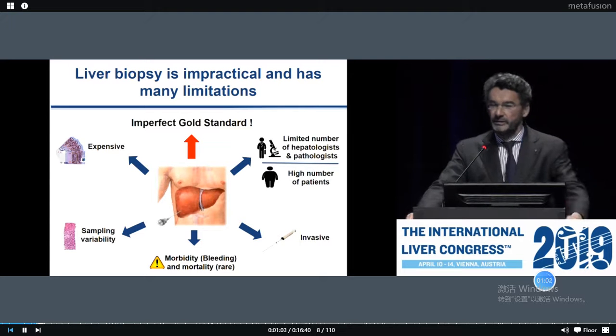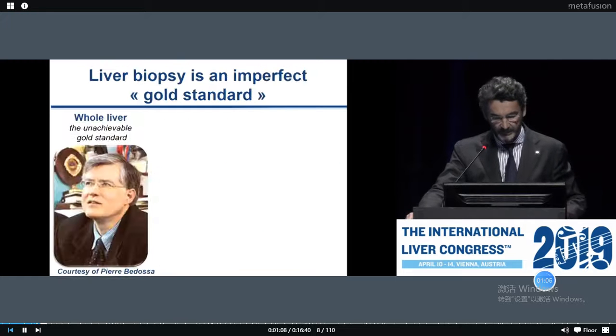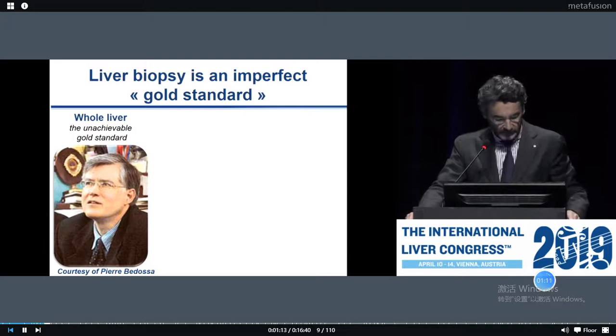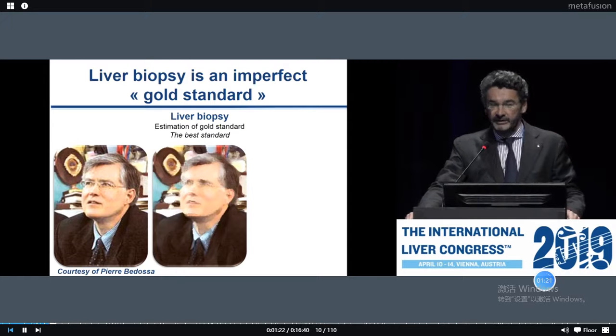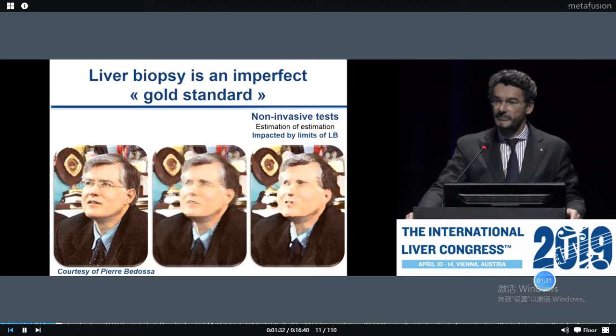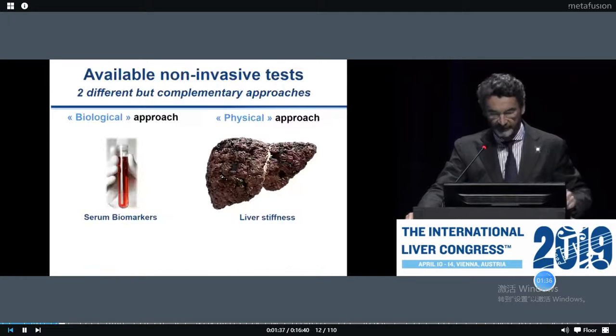But don't forget also, it's an imperfect gold standard. Let's say you have the whole liver, the unachievable gold standard. This is not Pierre Bedossa, of course. You all recognize this guy. If you have liver biopsy, it's still an estimation of a gold standard, the so-called best standard. Now, if you're doing non-invasive tests, it's an estimation of an estimation impacted by the limits of liver biopsy. So this has to be kept in mind when you're dealing with non-invasive tests.